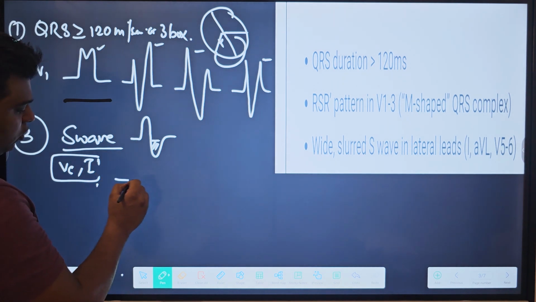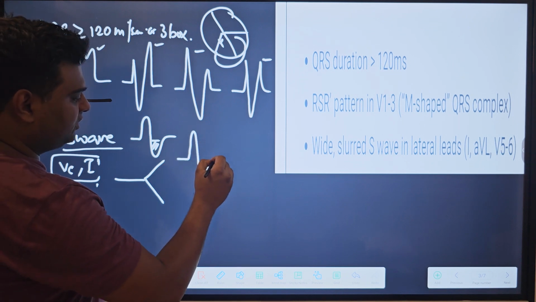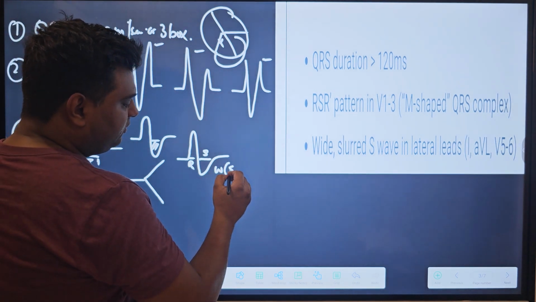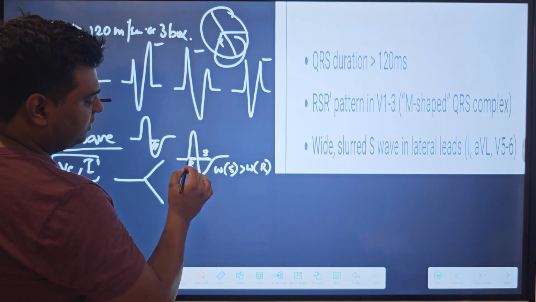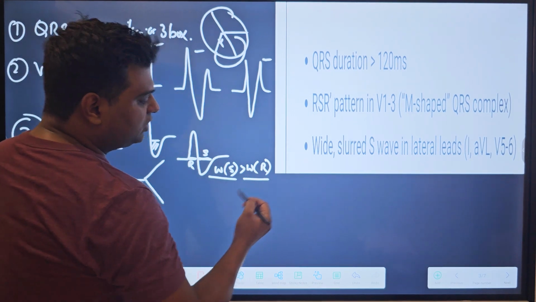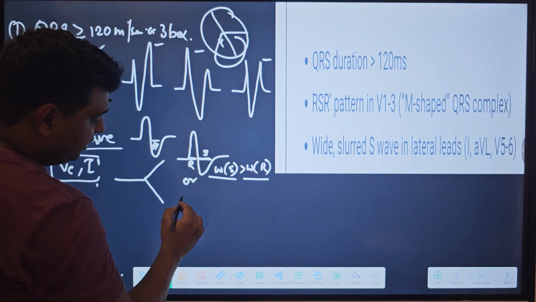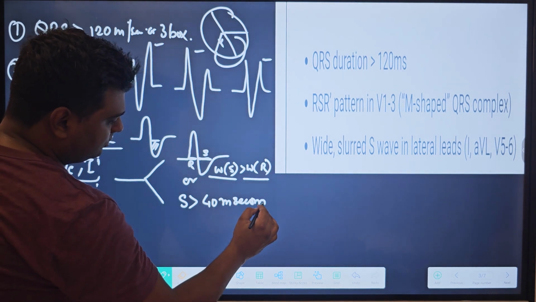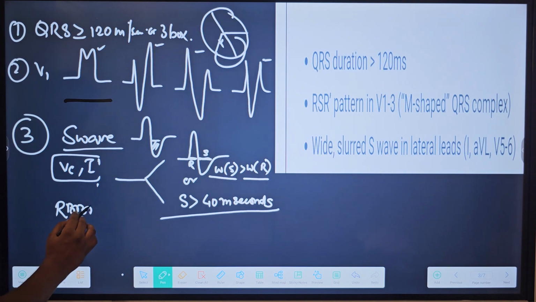So we have two criteria to diagnose right bundle branch block. First, if this is your R wave width and this is your S wave width, then the width of the S wave is more than the width of the R wave. This is the first criterion. Or we say that the width of the S wave is more than 40 milliseconds. If these criteria are fulfilled, then we'll call that this patient is having right bundle branch block.